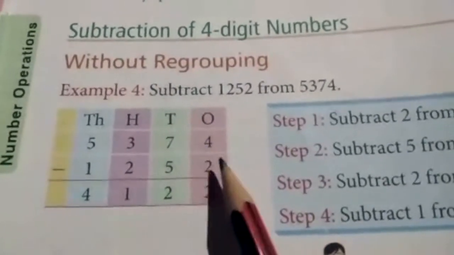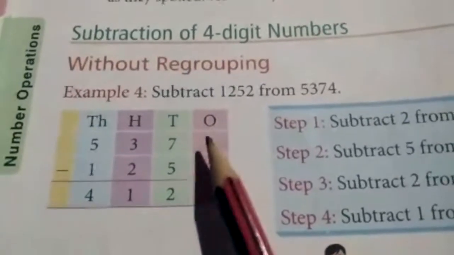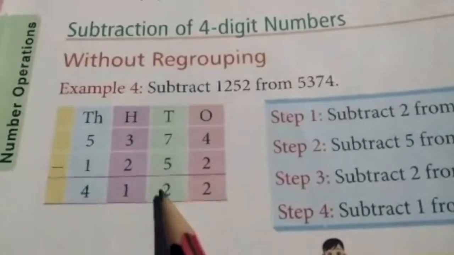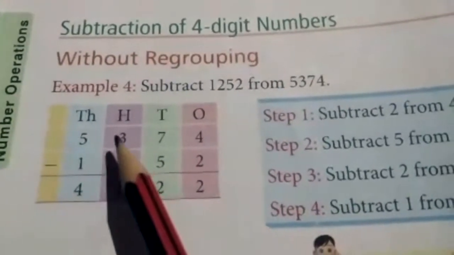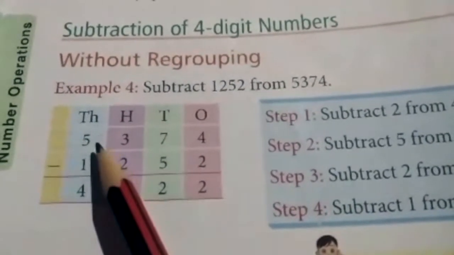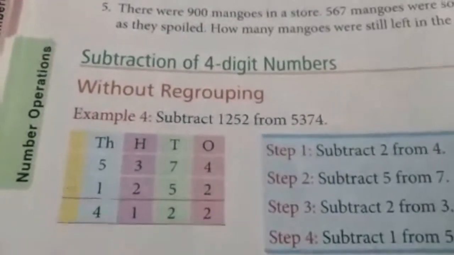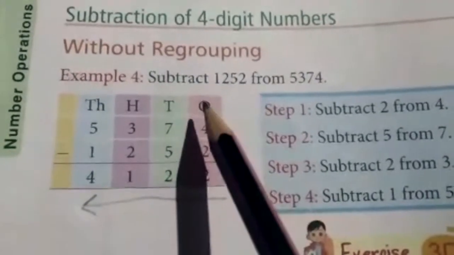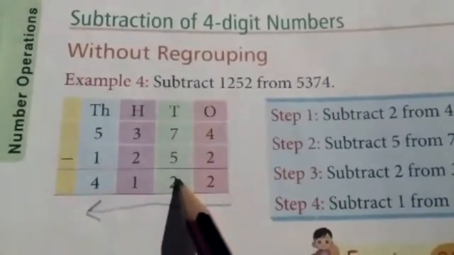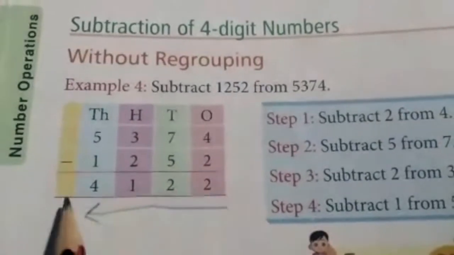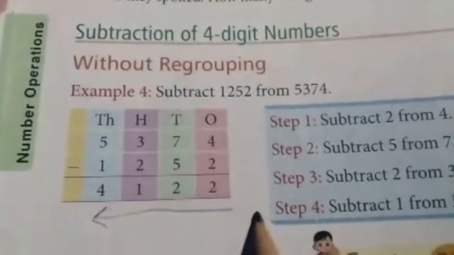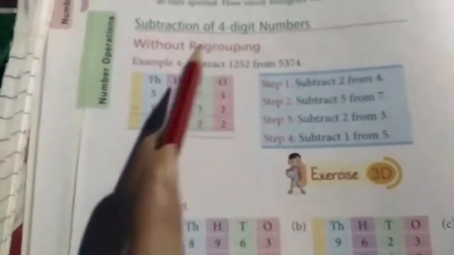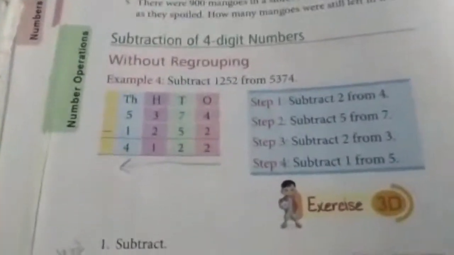Now a simple subtraction we will do. Subtract 2 from 4, we get 2. Subtract 5 from 7, 7 minus 5 becomes 2. Subtract 2 from 3, becomes 1. And then 5 minus 1 is 4. Always remember, first we subtract the ones, then we move to the tens place, then hundreds, then thousands. We always start from the ones part, and then move to the left.